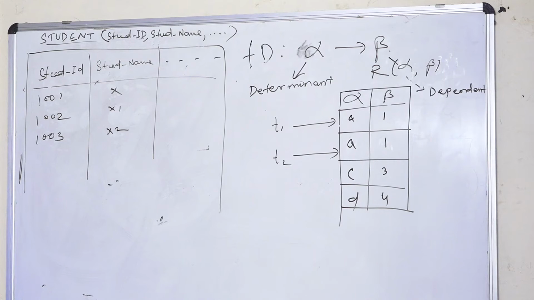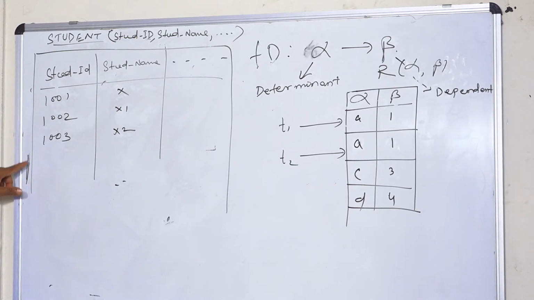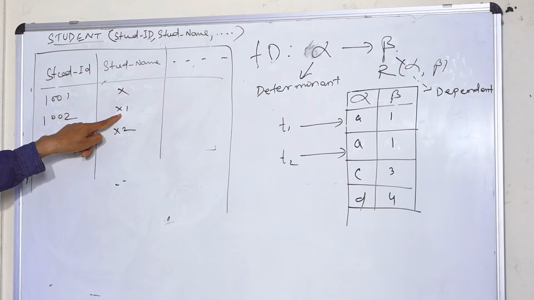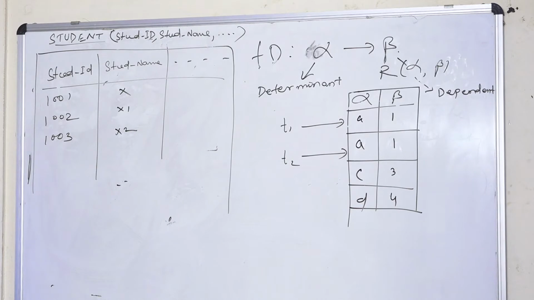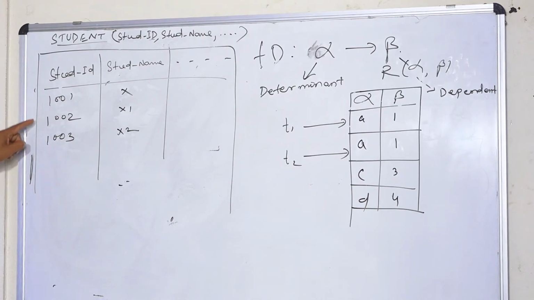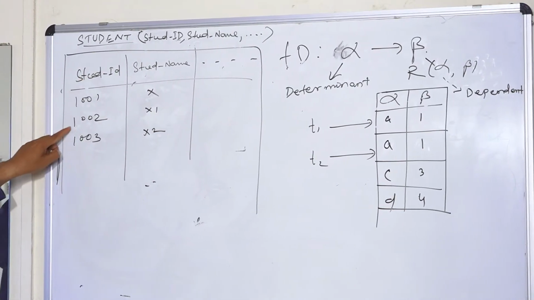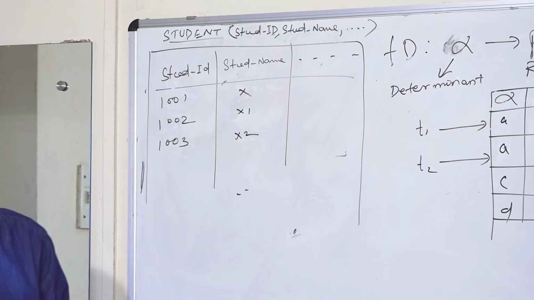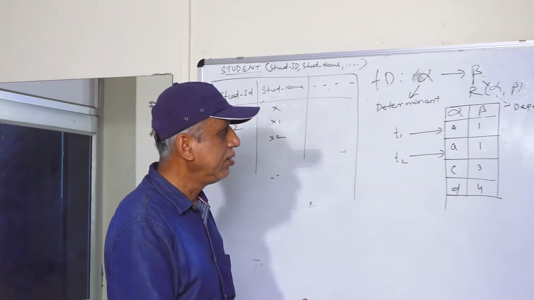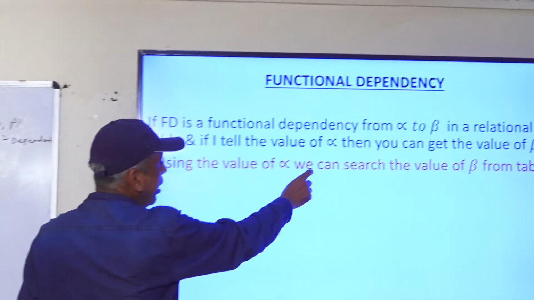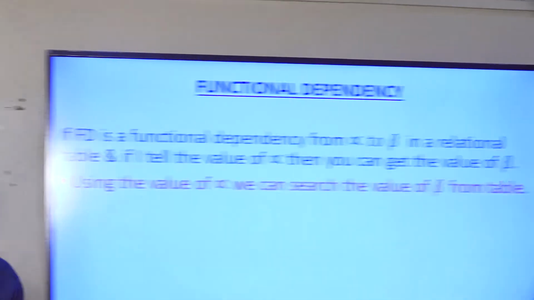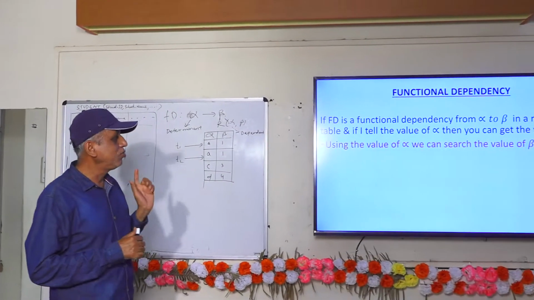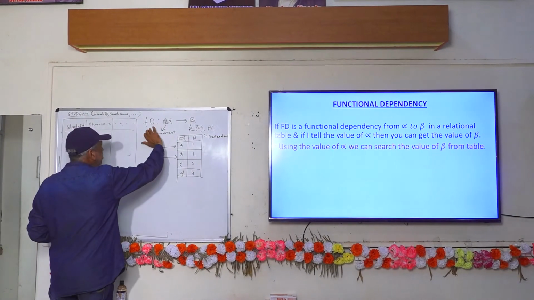Now we see a real world practical scenario. In the real world, if the student ID is 1002, what is the student name? Student name is X1. It is not computed from this one. Simply we verify this one, we search it. The value of student name for the corresponding student ID 1002 is X1. It is simply to find out, only to search instead of computing. That's why we say using the value of alpha, we can simply search the value of beta from the table, but not any type of computation or calculation on that. Simply to search only from that. So that is the functional dependency.